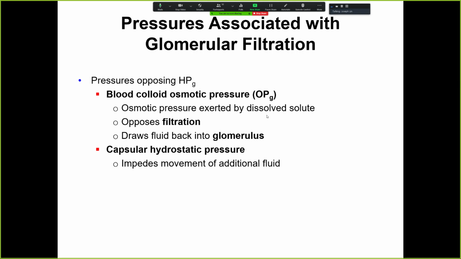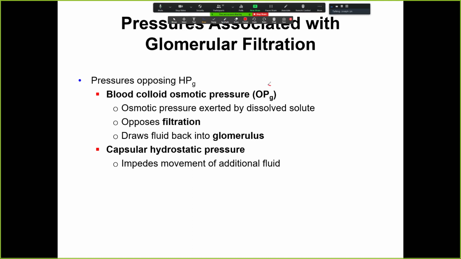Over here, the opposing force is going to be OP sub G. OP stands for osmotic or oncotic pressure, and G stands for glomerulus. This is the force that fights against HP sub G. So these two are in a tug of war with each other, to see which one is greater, and that will determine the way the fluid is going. It's a tug-of-war effect. This is opposing filtration, and this is the one that draws it back into the glomerulus.